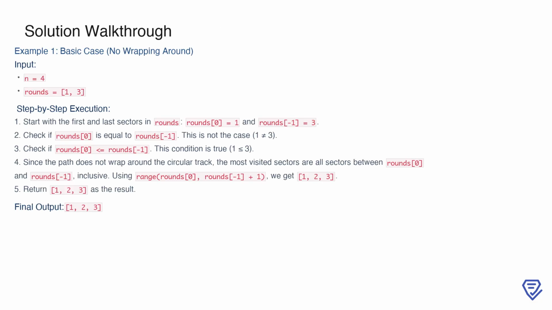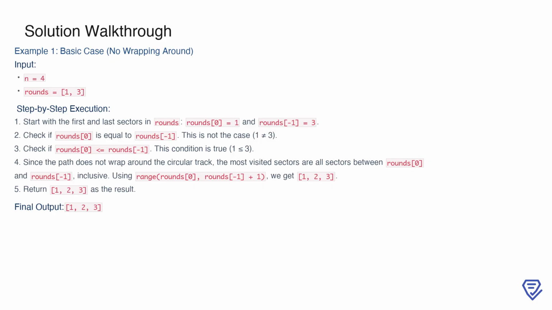To begin with, we're looking at a basic case where the path does not wrap around the circular track. The input specifies n equals 4, meaning there are 4 sectors on the track and the rounds array is 1, 3. This tells us the race starts at sector 1 and ends at sector 3. First, we note the starting sector, rounds[0], which is 1, and the ending sector, rounds[-1], which is 3. Since these two values are not equal and the start sector is less than or equal to the end sector, we know the path is sequential and does not involve wrapping around the track. In this case, the most visited sectors are simply all the sectors between the start and end, inclusive.